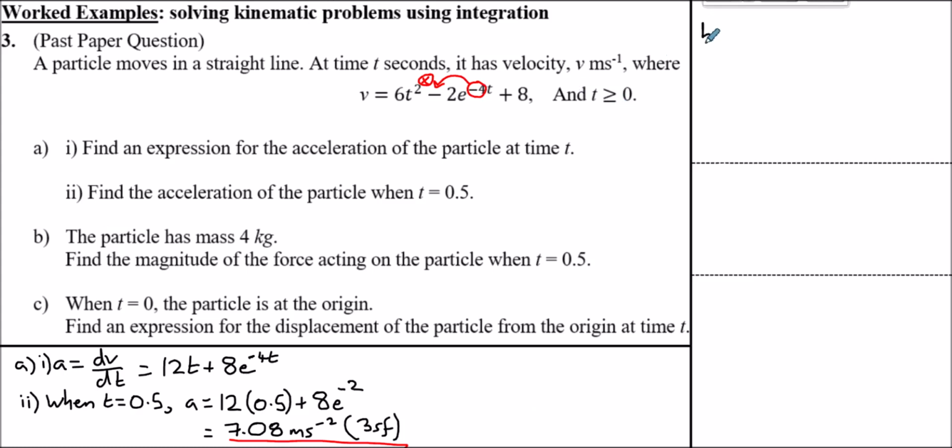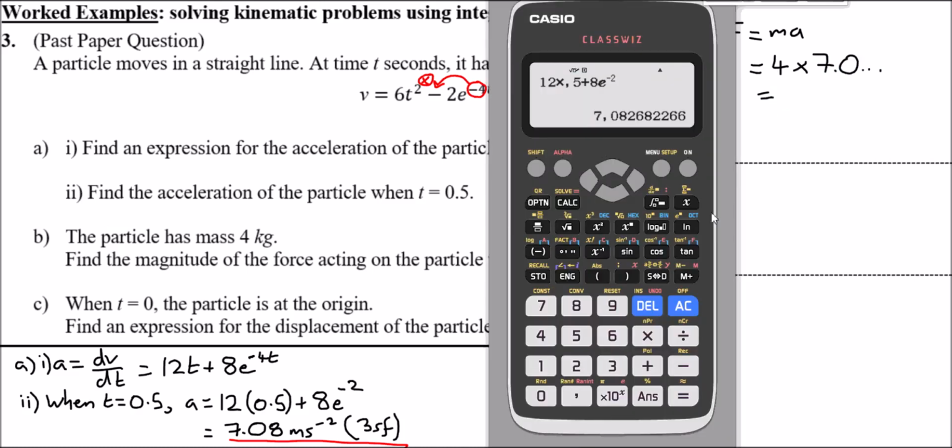So for part B, force is mass times acceleration. We're told what the mass is. The mass is 4. We're going to multiply that by the acceleration of the particle, which we worked out here, 7.0 and so on, whatever it was. To avoid any rounding error, let's just store this value in the calculator and multiply it by the mass, which is 4. That gives us 28.3 newtons to 3 significant figures.